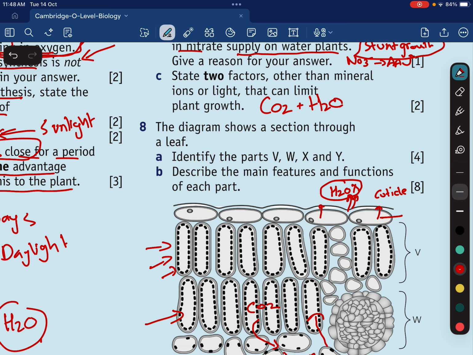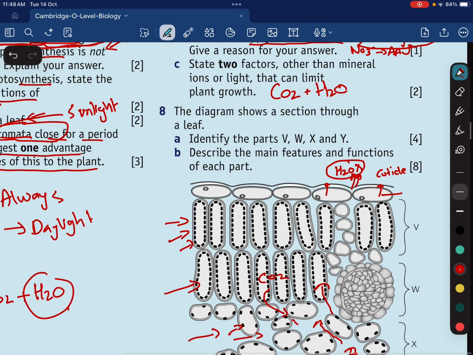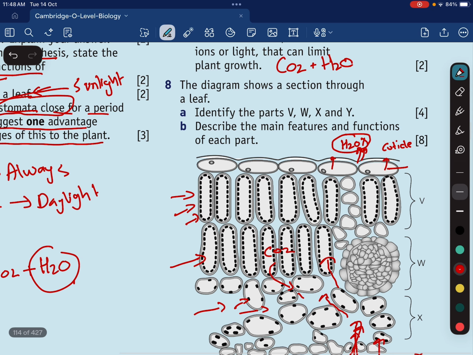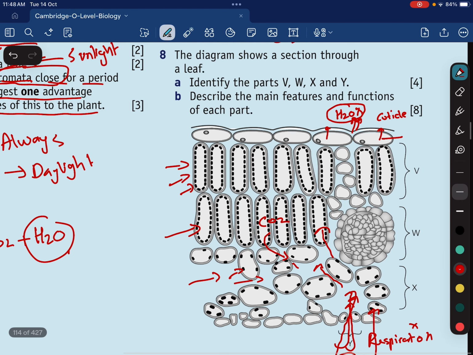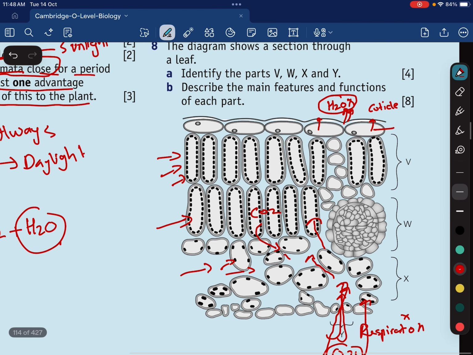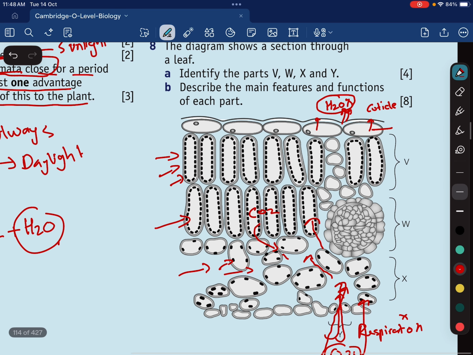Yeah, so that's basically it for question number 7. And question number 8: the diagram shows a section through a leaf. Identify parts V, W, X, and Y. Describe the main features and functions of each part.